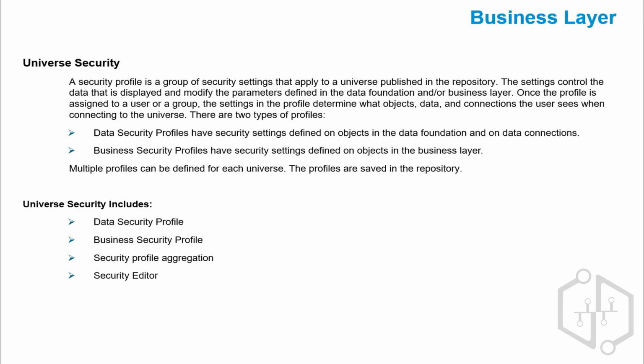So for those critical universes, they'll create some user profiles and assign the security so that only the users who need access will get access to those universes. They can create the reports and see the data. For all other users, the universe cannot be viewed or retrieved for their reporting purpose. That setting can be achieved by using a data security profile or business security profile.